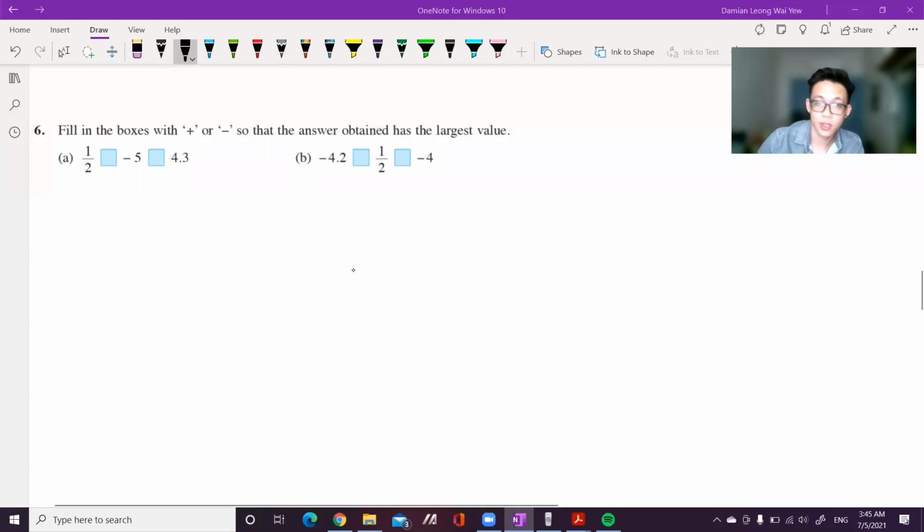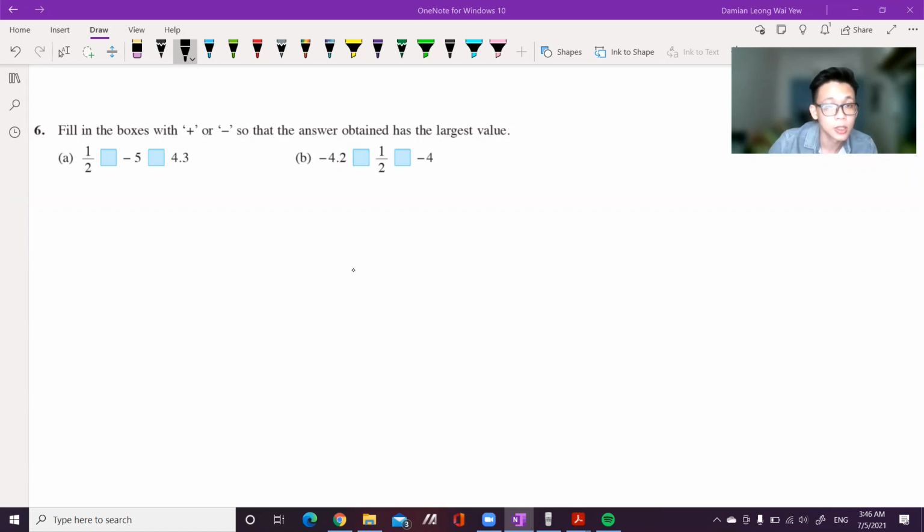Now let's look at question 6. Fill in the boxes with plus or minus so that the answer obtained has the largest value. If you want the largest value, I add all the positive numbers and I minus the negative numbers, because when you minus negative numbers, minus minus becomes a plus. It's like minus is going back, but negative is going the opposite direction. So going back and back of that, it becomes going forward.